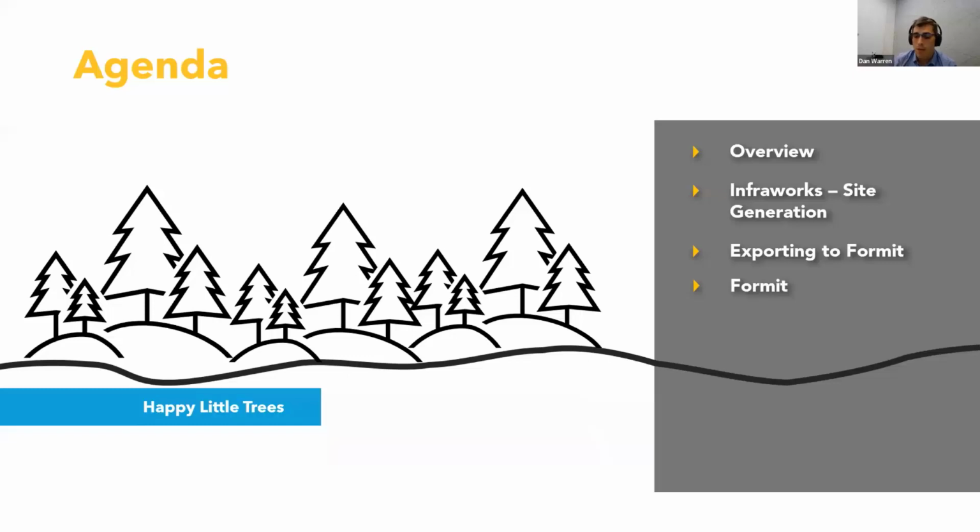Okay, cool. So my name's Dan Warren. I'm the BIM manager for McMillan, Pazdan Smith. I have a lot to get through because I'm really excited about this workflow.